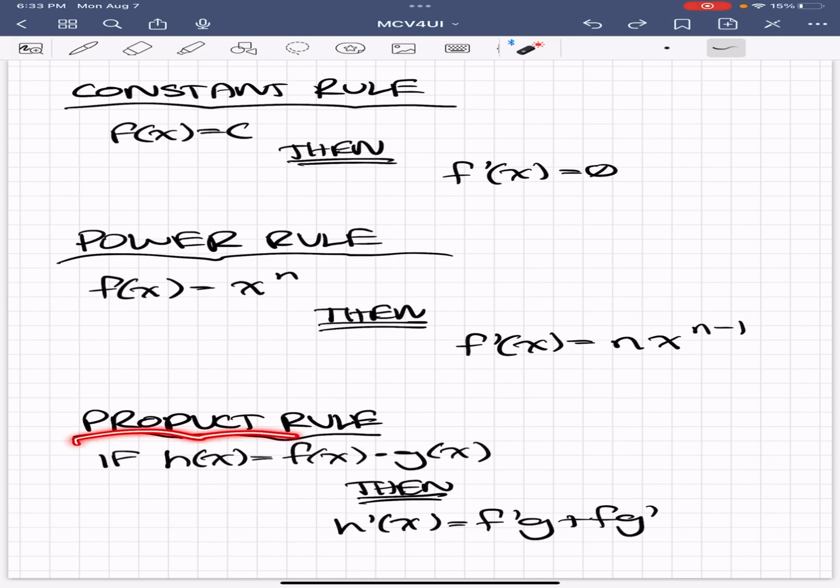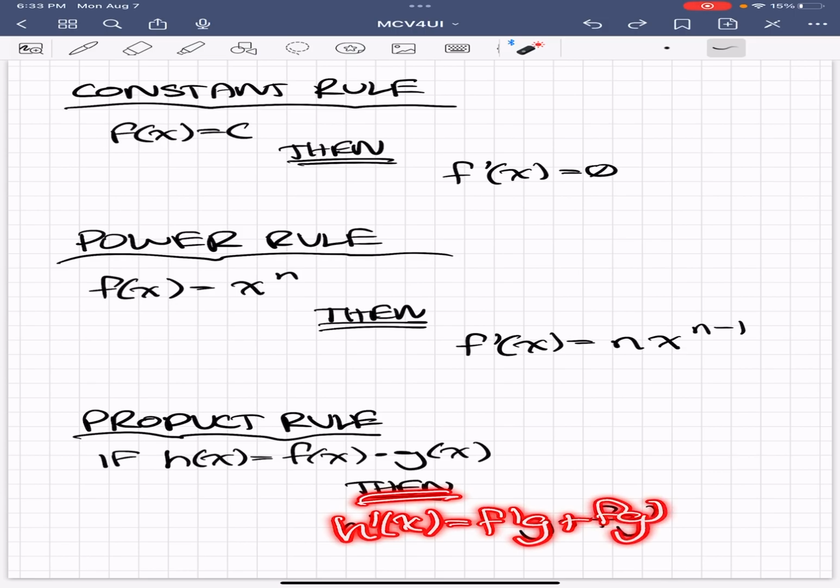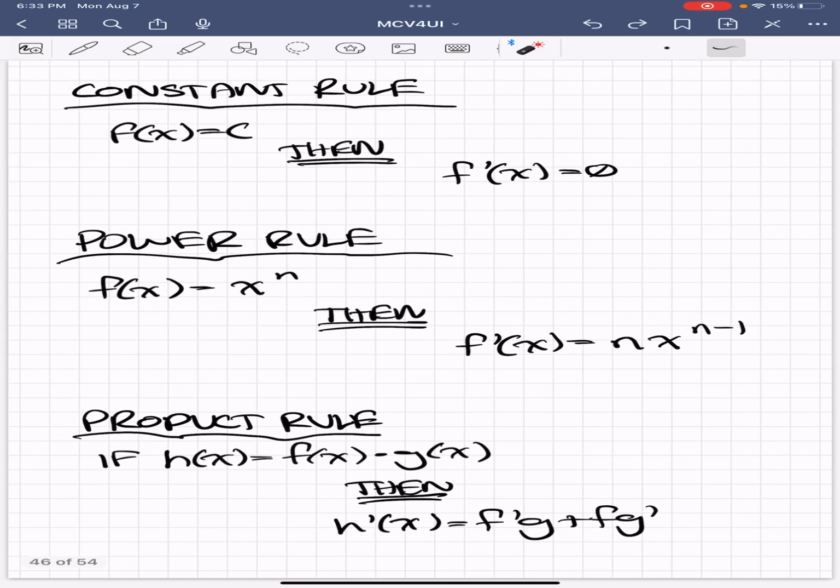Then we have the product rule, which is if h of x is two functions multiplied together, then the derivative of the function is the derivative of f times g, plus f times the derivative of g. I'll give you a moment to write that down. Moving on.